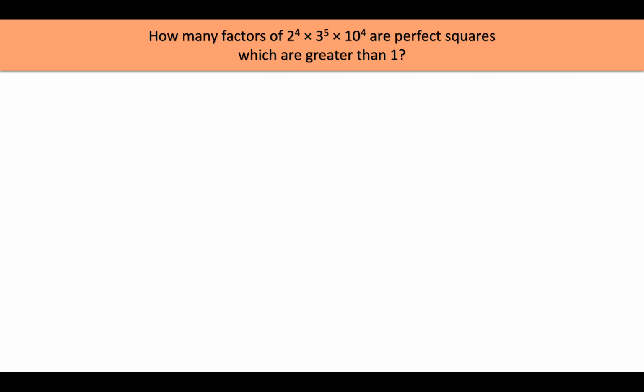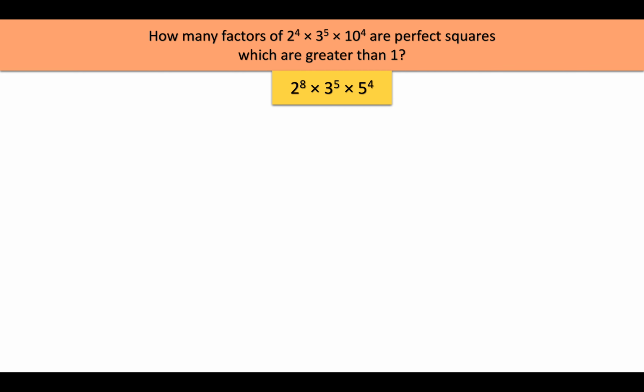So let's start with the prime factorization first of all. This number looks to be factorized, but it's not actually. It's not prime factorized because 10 is not a prime number. So we'll break that into 2 raised to power 4 multiplied by 5 raised to power 4, and the prime factorization finally becomes this: 2 raised to power 8, 3 raised to power 5, 5 raised to power 4. So we now know how to calculate the number of factors for this one. It will be easily 9 multiplied by 6 multiplied by 5.